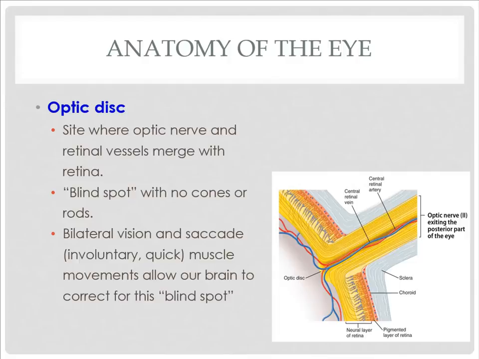Now, the optic disc on the retina is the area where the optic nerve and the retinal vessels merge together. And this area lacks any cones or rods, any of the photoreceptors that are attuned to color or black and white vision. So this area consists of a blind spot in which any light that focuses on the optic disc will result in a blind spot, the area of the retina that does not receive any photon stimulus.